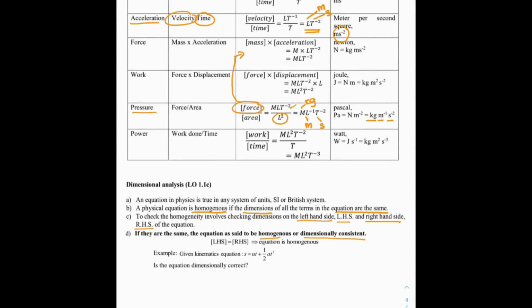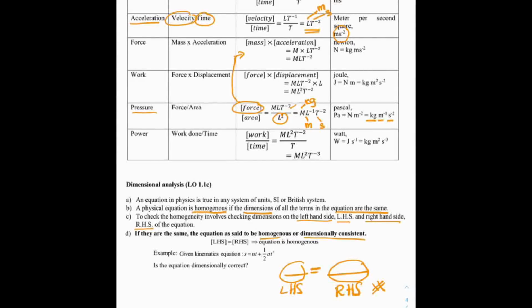Okay, so kalau kita ada satu equation, basically if you have an equation, selalunya kita akan ada something equals to something. Okay, something equals to something ni, ini yang kita panggil left hand side and right hand side of the equation. So, kalaulah dimension of the left hand side dan juga right hand side yang kita dapat ini sama, maka equation ini adalah equation yang betul. So, kita panggil dia homogeneous.